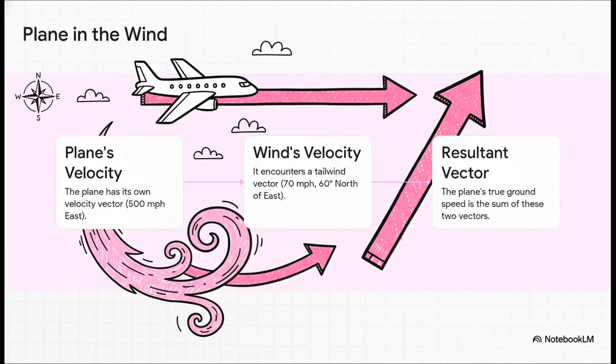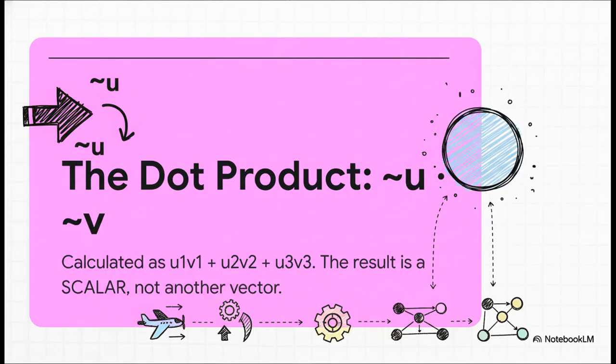Picture this. You've got an airplane flying east at 500 miles per hour. That's its velocity vector. But then it gets hit by a tailwind. That's a whole other vector, pushing it at 70 miles per hour, but a little bit to the north. So what happens? The plane doesn't just get a speed boost, its entire path gets shifted. Its true path over the ground is the sum of those two vectors, which you find by placing them tip to tail.